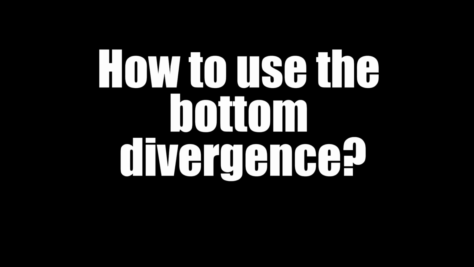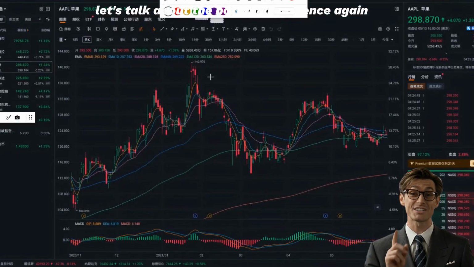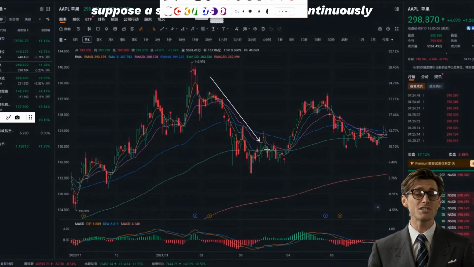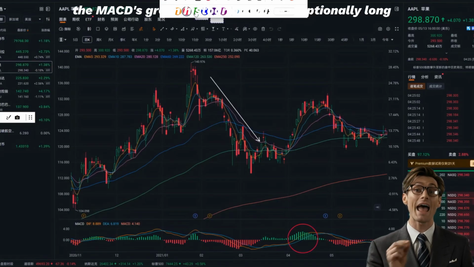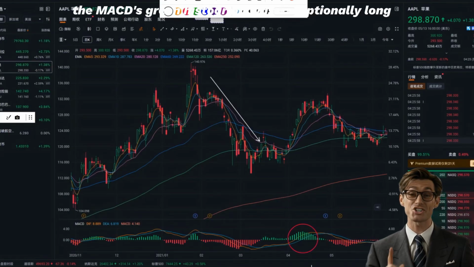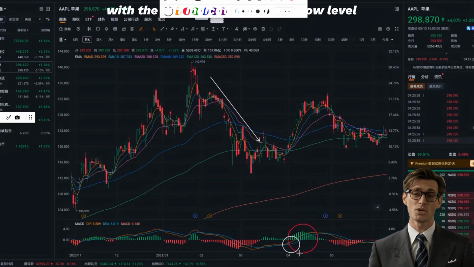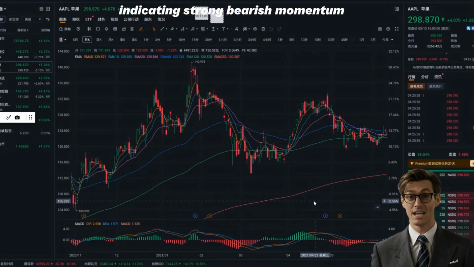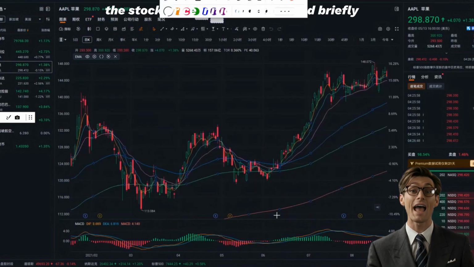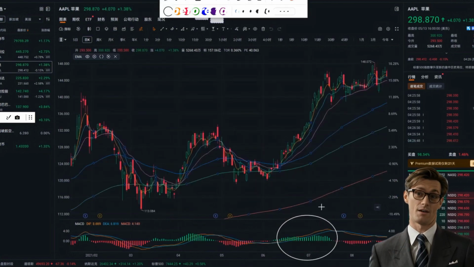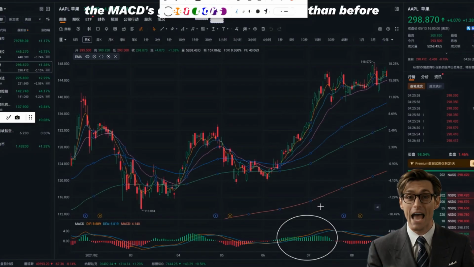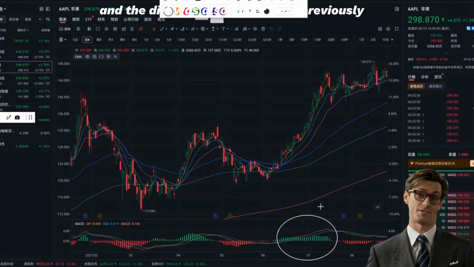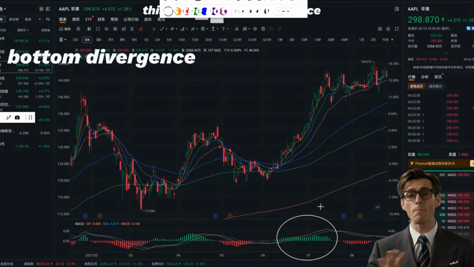How to use the bottom divergence. Let's talk about the bottom divergence again. Suppose a stock has been falling continuously. When this stock hit its new low for the first time, the MACD's green histogram was exceptionally long, with the diff indicator at a very low level, indicating strong bearish momentum. The stock price initially rebounded briefly before falling again, eventually breaking below its previous low. This time, however, the MACD's green bars were shorter than before, and the diff was also lower than previously. This is the bottom divergence.